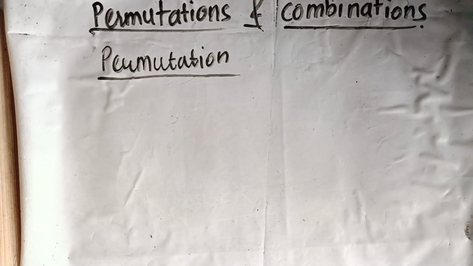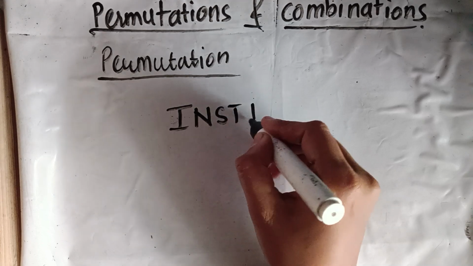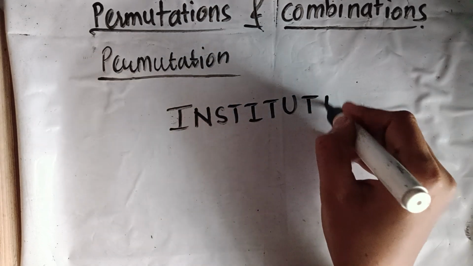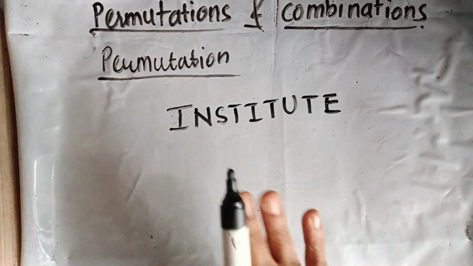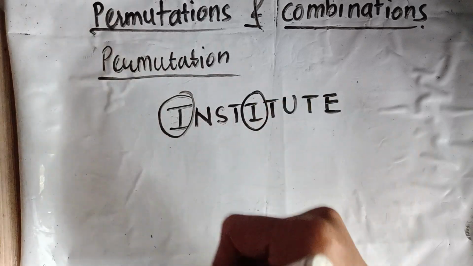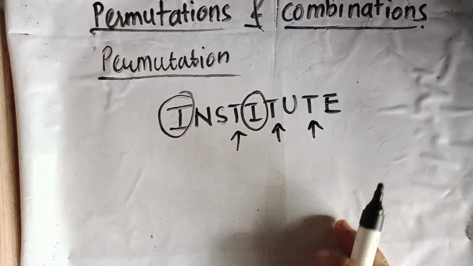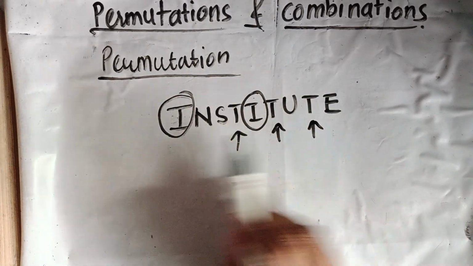Let's see the permutation when all the objects are not distinct. They have taken one example here: rearranging the letters of the word "institute". Now here we have I 2 times and T 3 times, right? So they are repeated.